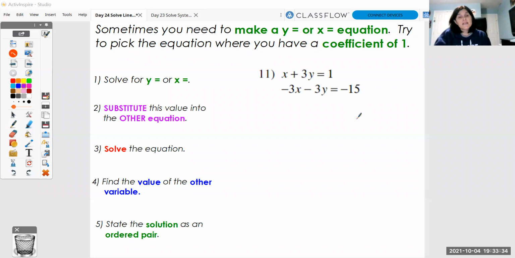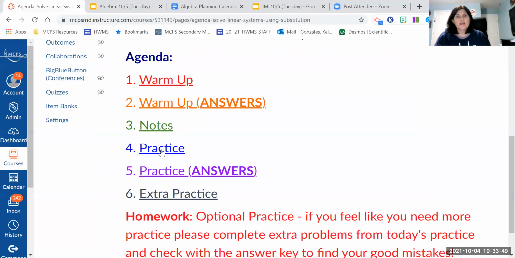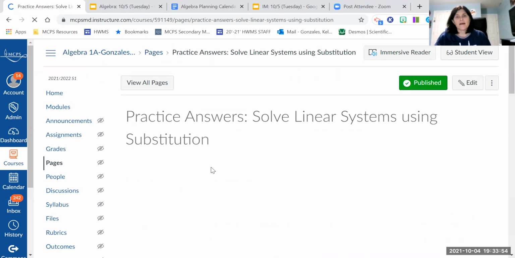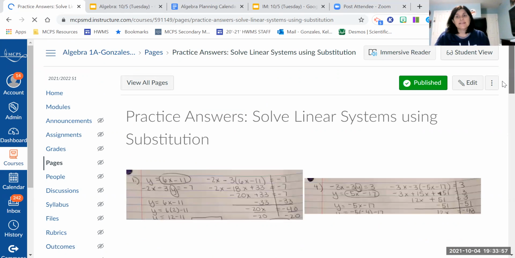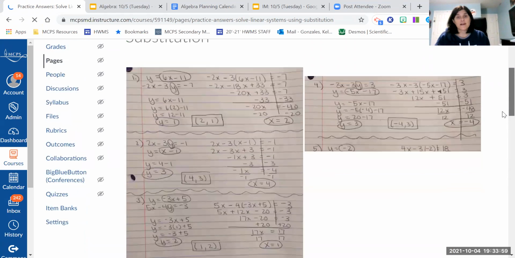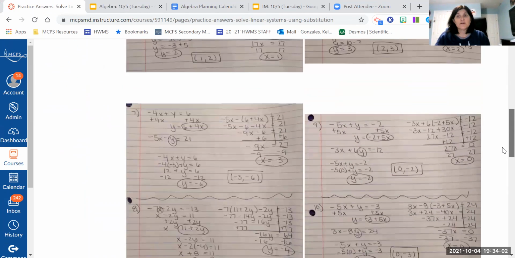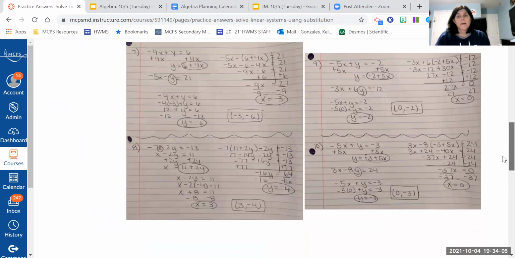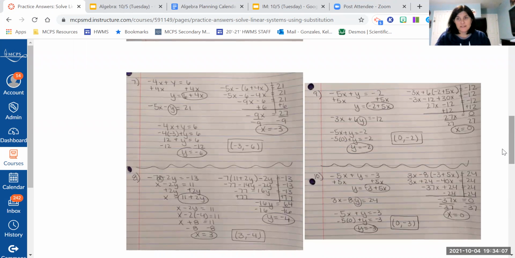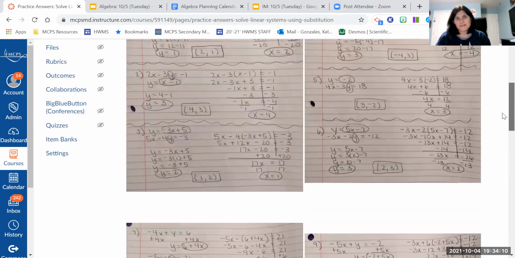Now, the answer key can be found on our Canvas homepage. So if you were to go and click on the link for yesterday, you would come to this agenda here. And this agenda, right, has the practice answers. And so if I click on that, 1 through 10, I did out for you all the steps so that it's really easy for you to look at and see the details. And maybe find your good mistakes. It's a little bit easier when you can see the whole process.